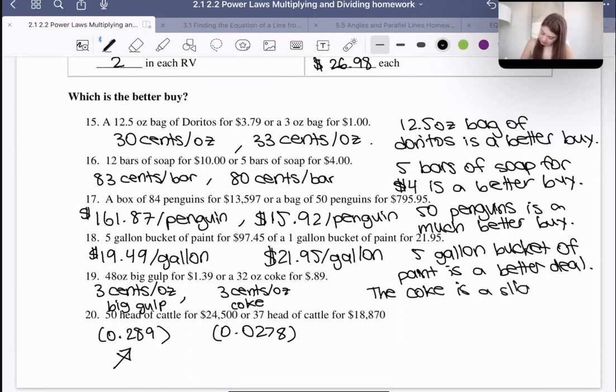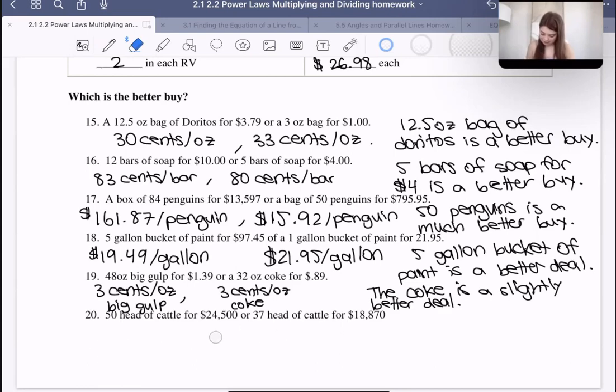It's a slightly better deal in the form of maybe you're saving a couple pennies or something if you buy the Coke over time instead of the big gulp. But this one doesn't really matter that much at all.